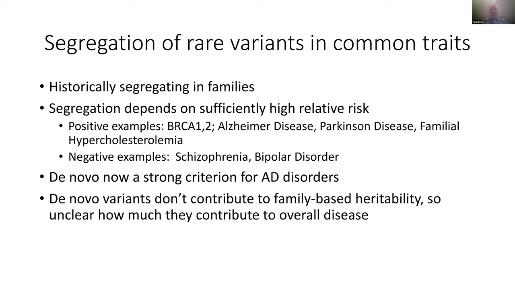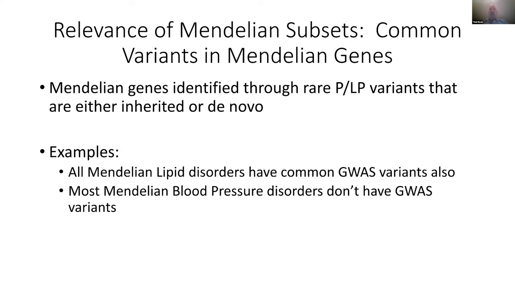But now I would think that we have de novo as a strong criterion for autosomal dominant disorders. And it's not clear whether de novo variants contribute to family-based heritability, probably not. So it's not clear how much they contribute to disease overall, but they may have relevance for finding non-pathogenic or non-likely-pathogenic variants. For example, in our analyses, all the Mendelian lipid disorders have common GWAS hits in them, suggesting that they're common etiologic pathways. But if we look at blood pressure, that doesn't seem to be the case. The Mendelian blood pressure syndromes don't seem to have these common variants in them.